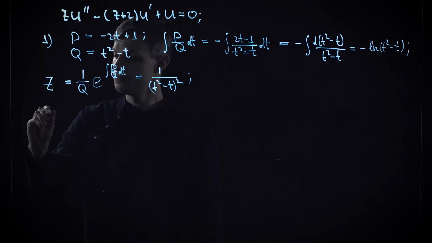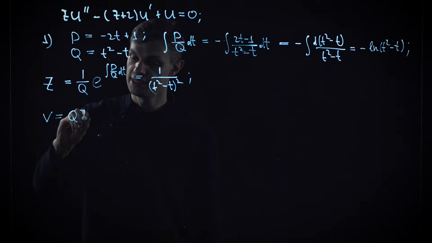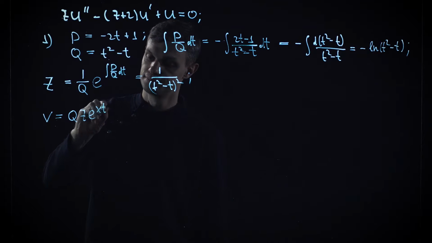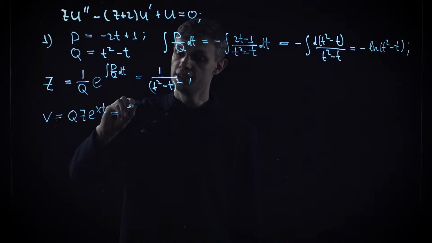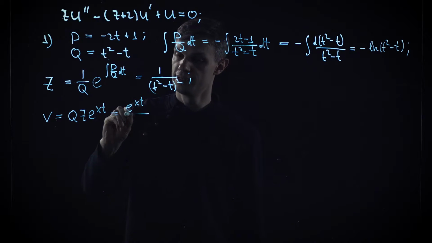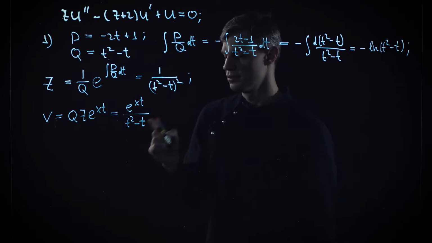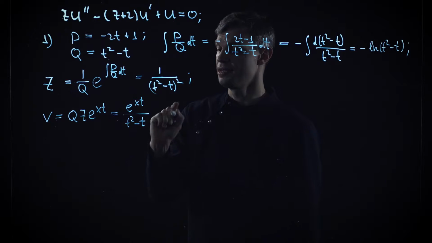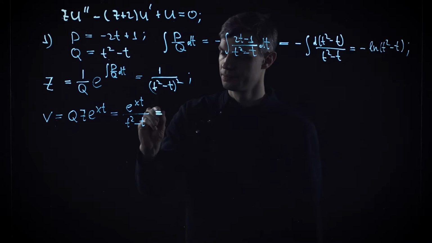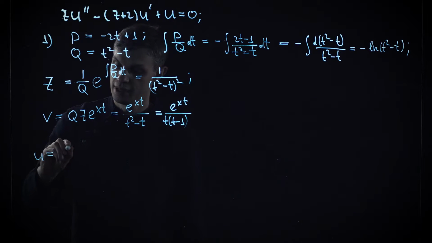And our v function is q times z times e to xt. So what we get is simply e to xt divided by t squared minus t. Actually, to make things a little bit simpler, let's factor out t in the z function and t in our v function. And the solution is presented by a general integral.